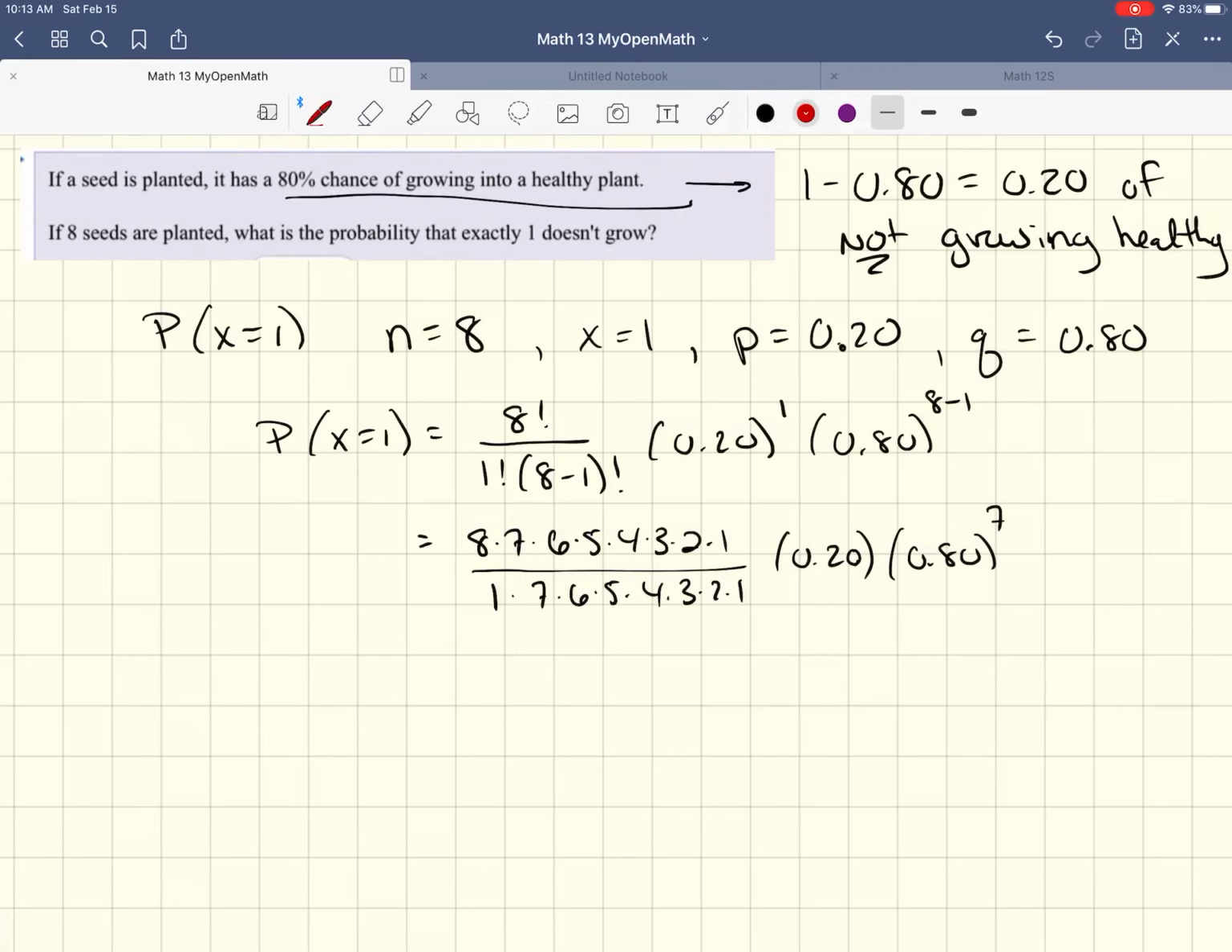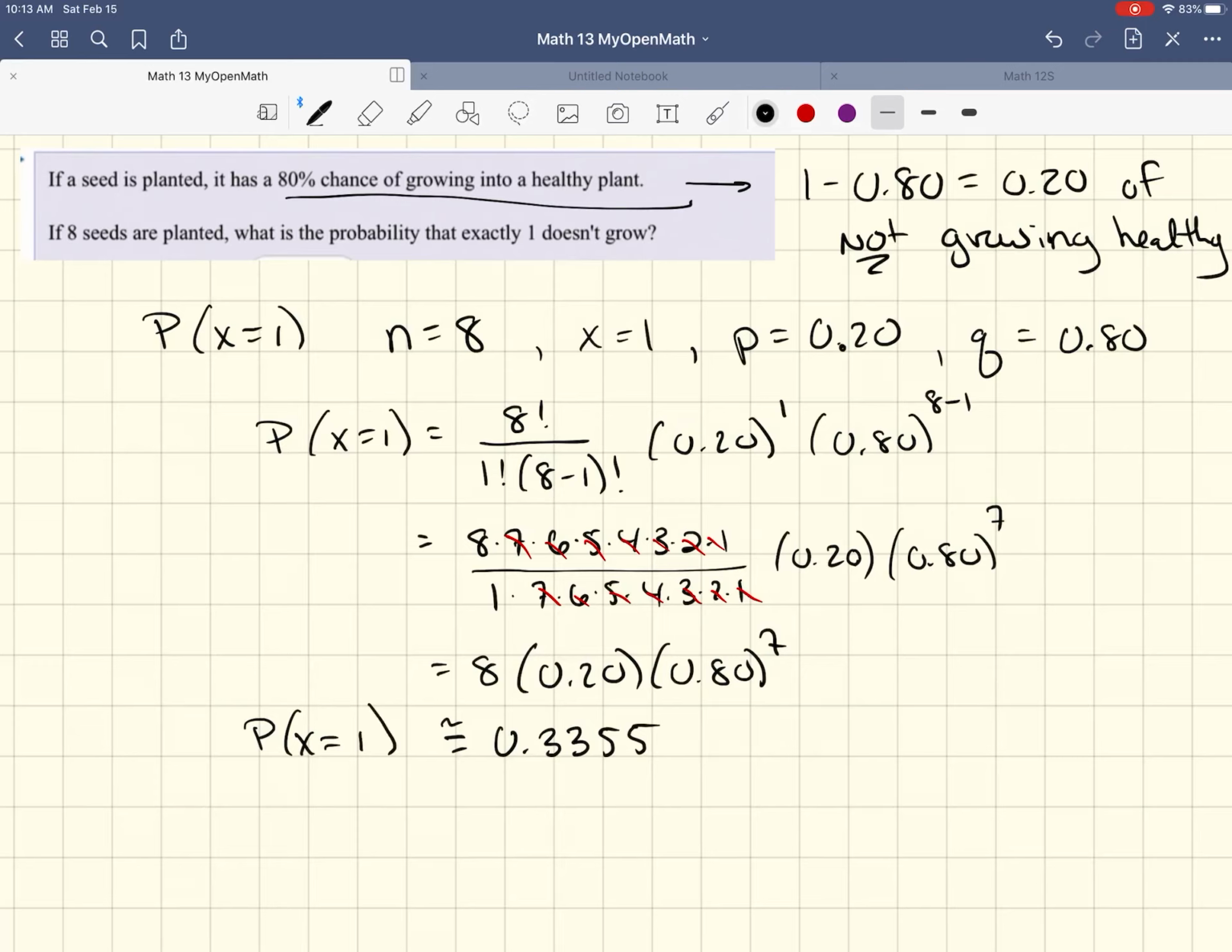I love factorials. So much cancels here. The 7s, the 6s, 5s, 4s, 3s, 2s, and 1s all cancel. So we just are left with 8, and our 0.20 and our 0.80 to the 7th. When we plug this into our calculators, what we get, rounded to 3 decimal places, is 0.3355. That is the probability that exactly one plant does not grow.